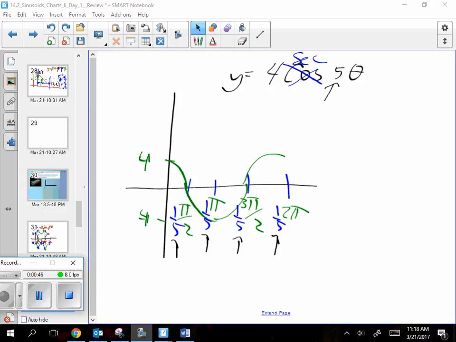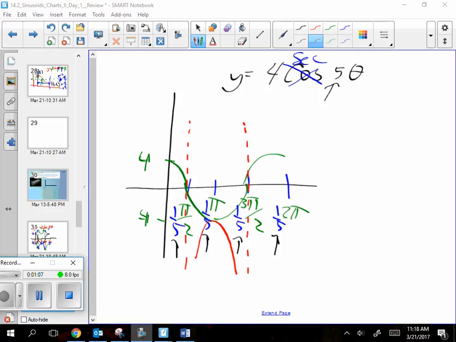All right, so to do secant, we would have asymptotes here. Why do we have an asymptote there and there? Because cosine hit what? 0. And if we're going to graph something that's 1 over cosine, then 1 over 0 is a bad thing. So there's asymptotes there. So then your actual secant graph is all this red. And it goes this way and that way.